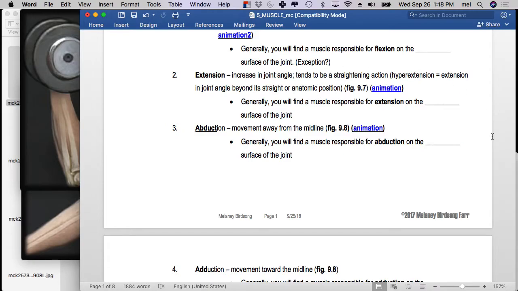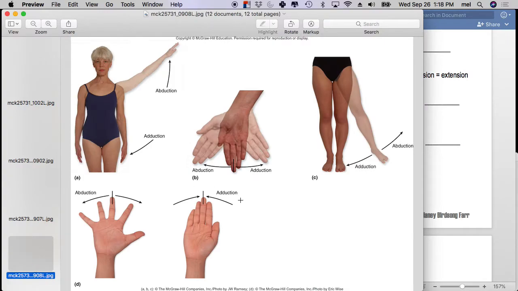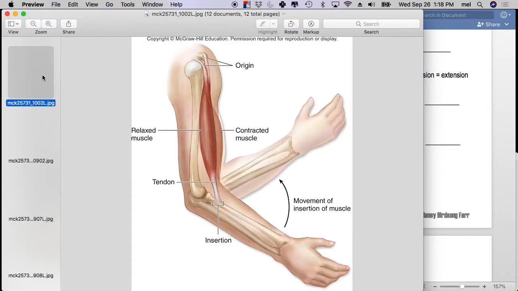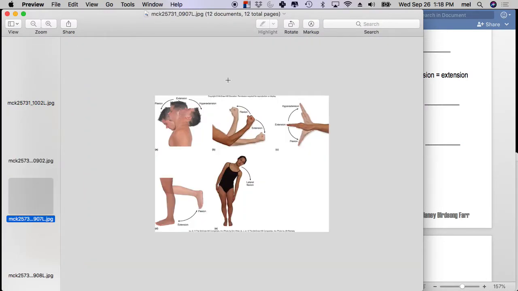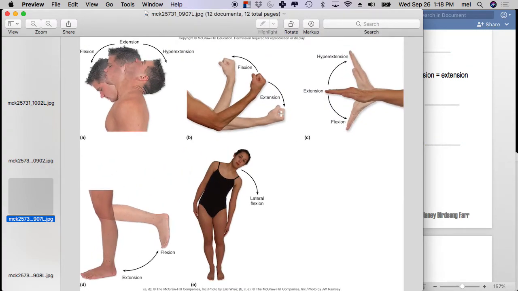So generally you're going to find a muscle responsible for extension on the posterior surface of the joint, except the knee. Yes, except the knee. The knee is a weird little joint. So we've got our flexors. Flexion, extension, hyperextension. There's also lateral flexion. Lateral flexion just means that we've got some muscles over here that can actually do this. They just call it lateral flexion either way.